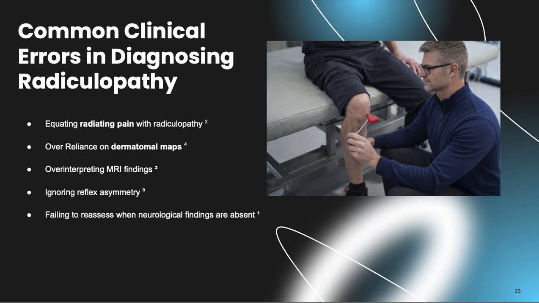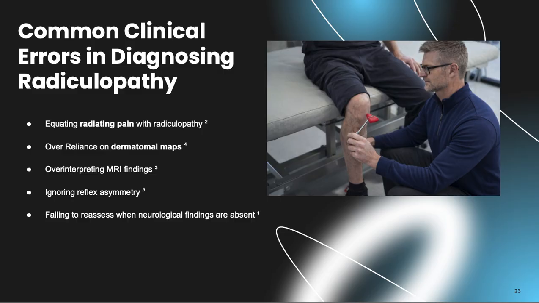Continuing on. Common clinical errors, okay? We've already talked about this, but these aren't the errors that you guys are going to make, I can tell you that. And that's equating a radiculopathy with radicular pain. They're not the same, okay? Over-reliance on dermatomal maps. Unfortunately, the dermatomal maps are a perfect world, okay? But it's not nearly that clean and neat.